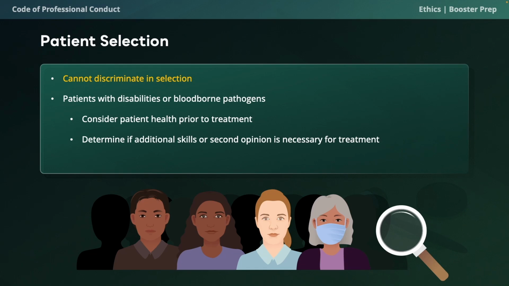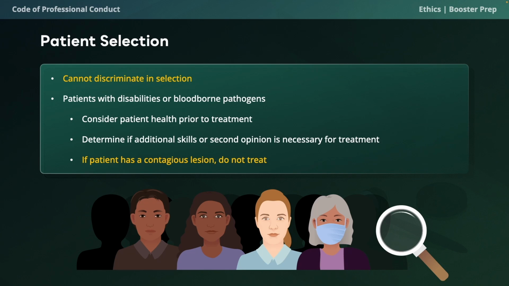An example of this would be a general dentist who normally sees children referring a child to a pediatric dentist because the child has extreme behavioral issues, and you know they will benefit from a specialist trained in advanced behavioral techniques. The dentist referring the child is not breaching the principle of justice because they're acting in the best interest of the patient. A final important thing to note is that although we cannot discriminate against a patient with a bloodborne pathogen, we should not treat any patient who currently has a contagious lesion.